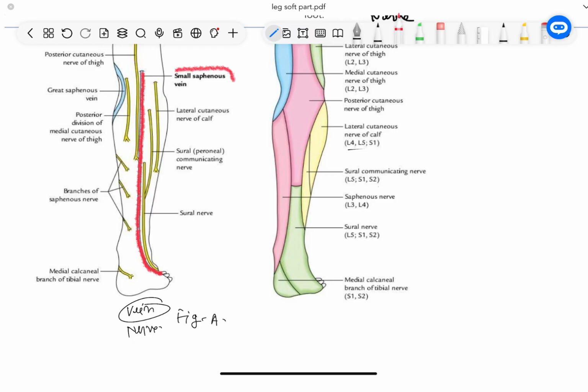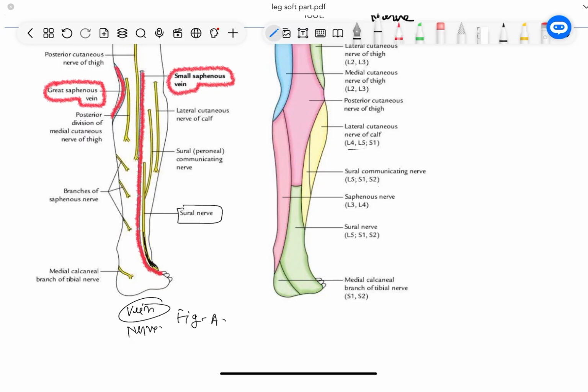What is the name of this vein? Small saphenous vein. One more is there, called the great saphenous vein, which on the back of the leg is seen only in the posterior medial aspect of the back of the knee. So, two veins here. One important MCQ question: sometimes we ask, the small saphenous vein on the posterior aspect of the leg accompanies a nerve. What is the name of that nerve? The name of that nerve is the sural nerve.